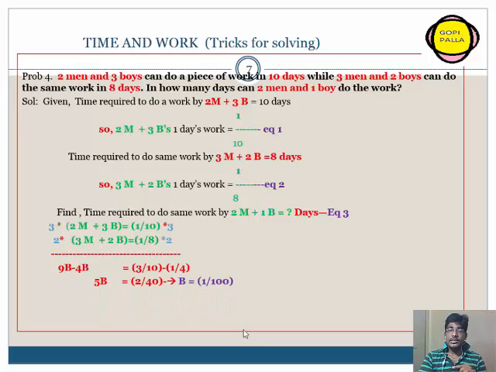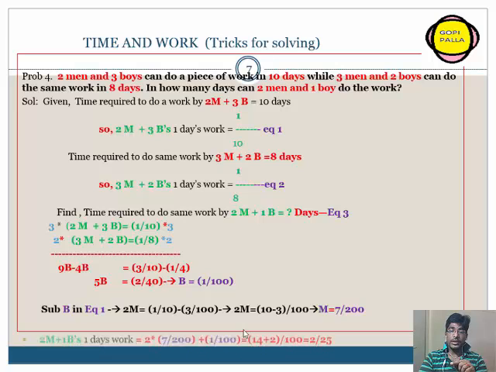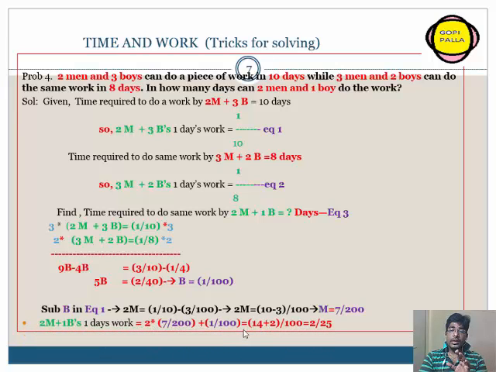So we'll get 5b is equal to 2 by 40. So b, boy's work, is equal to 1 by 100. Now we will substitute this b in equation 1. So then we'll get 2m is equal to 1 by 10 minus 3 by 100, that is 2m is equal to 10 minus 3 by 100, so m is equal to 7 by 200. So we got what is b and what is m.